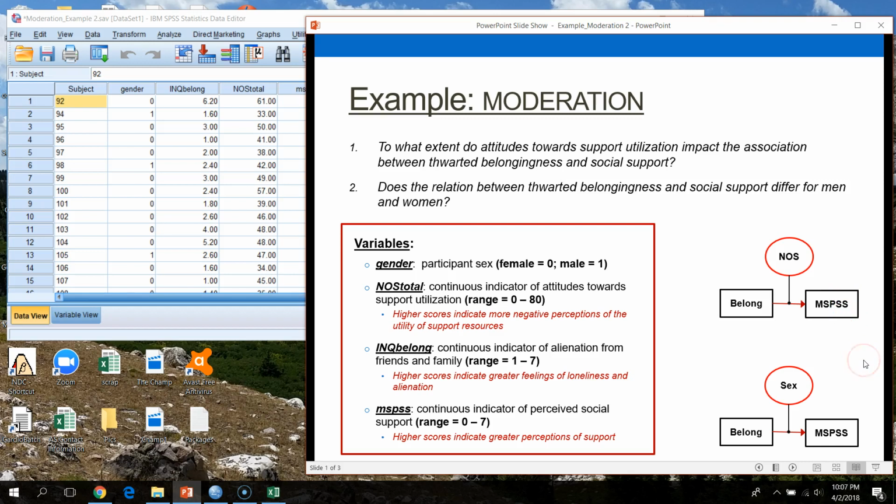And what we're going to be looking at is the impact of attitudes towards support utilization, with higher scores on our NOS variable reflecting more negative beliefs about the utility of support resources. So, I would be reluctant to ask people for help. You can't trust other people with your problems, so on and so forth. And then looking at if there's a difference in the relation of belongingness to SPSS across men and women. So these are our variables.